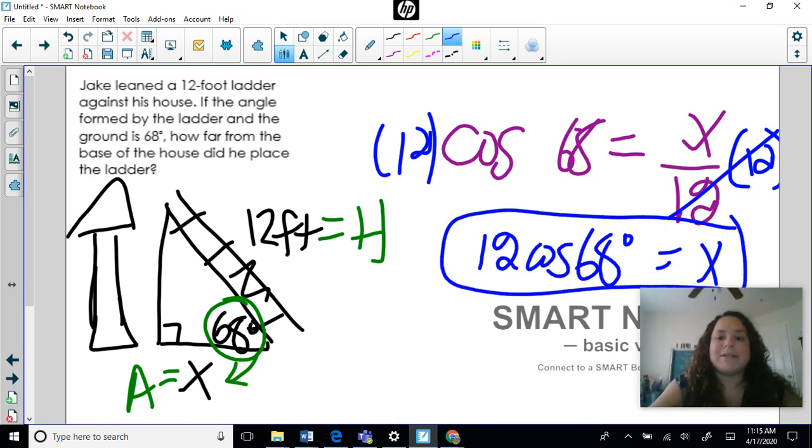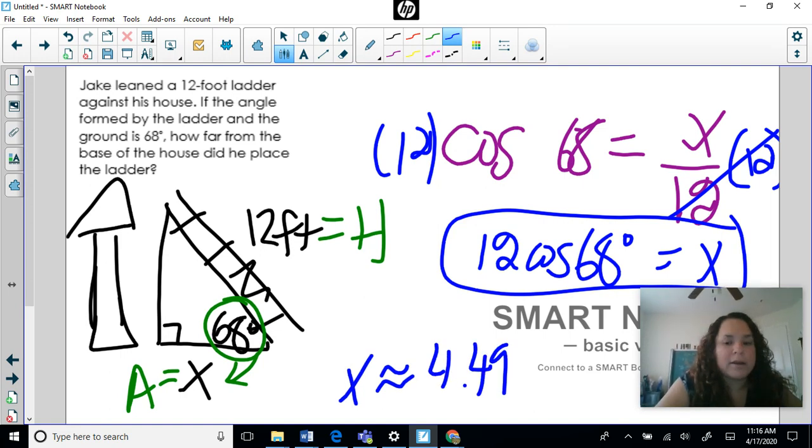And this would be our exact answer. But if we plug it into the calculator, we're going to get an approximate answer, and that approximate answer is going to be approximately 4.495, and the units in this problem, that will be feet, okay?